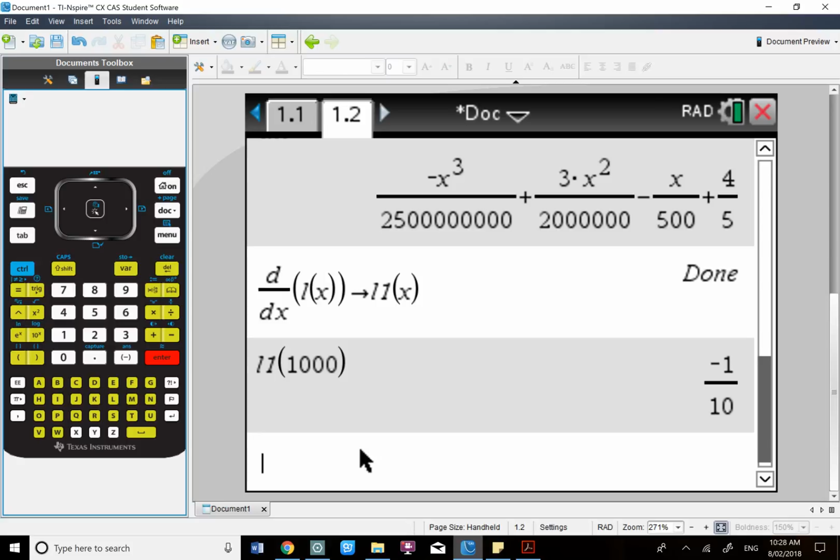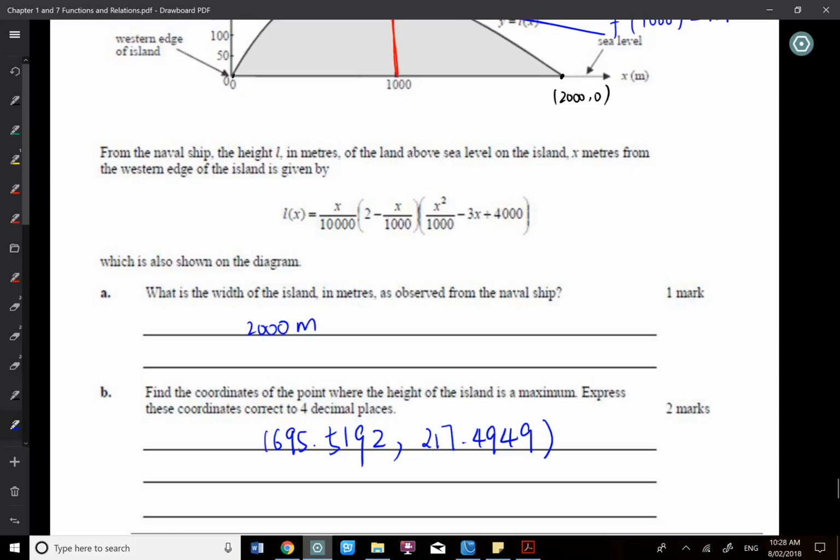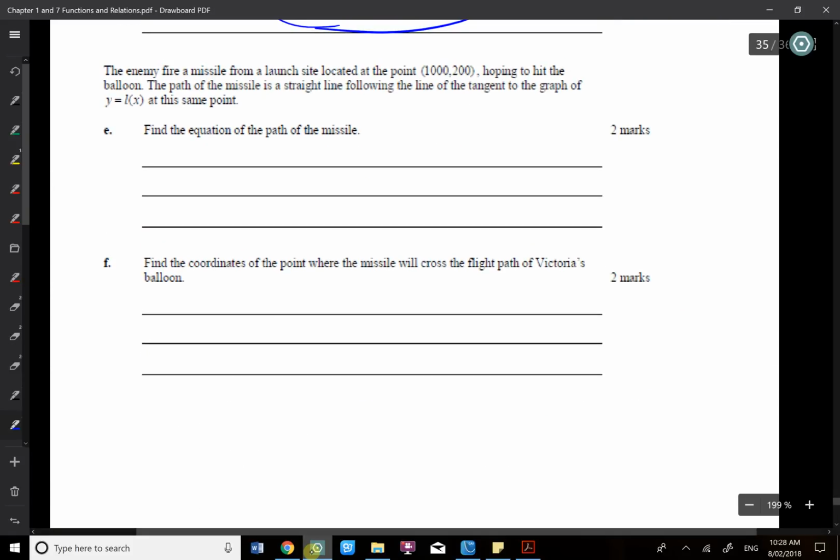All of this is on your calculator. You're not showing any of this line in the actual written question. That's not part of your answer. This is all the process you did in the calculator, not on your actual paper. You're not going to write the calculator language in the paper. So what I can write is L dash 1,000 equals -1 on 10.